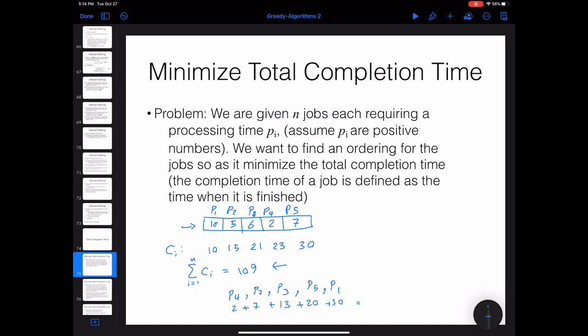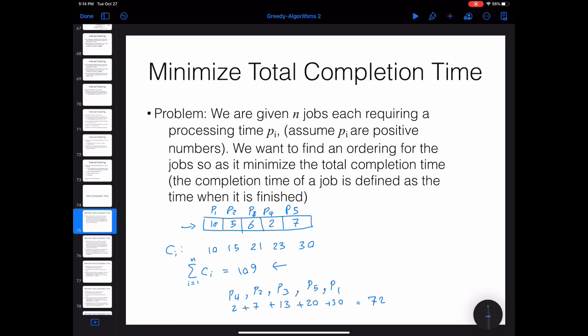So if you get the summation of all these numbers, the answer here is going to be 72, which is way smaller than that 109. So the problem is that I'm going to order the jobs so that the total completion time, the summation of the completion times, is going to be minimized.